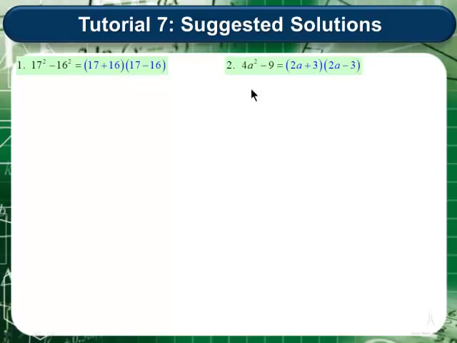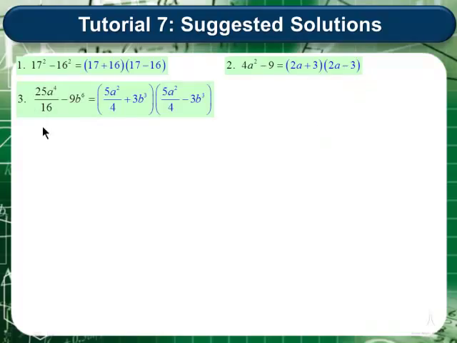In the second problem, we're given a similarly simple format, 4a squared minus 9. If we view this expression, the first term, 4a squared, is just (2a) all squared. We can immediately go and write this in factorized form. That is, if you see 9 as 3 squared, the format will be (2a plus 3) times (2a minus 3) in this case. Problem number 3 is also straightforward.